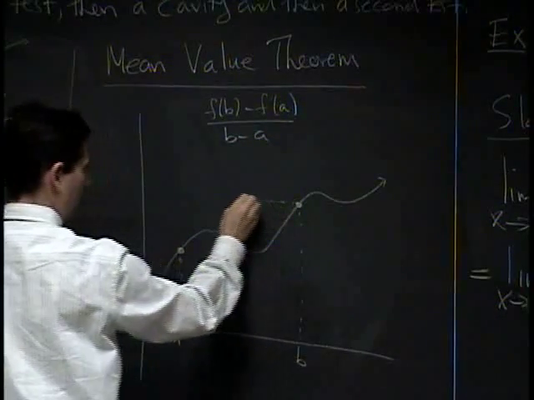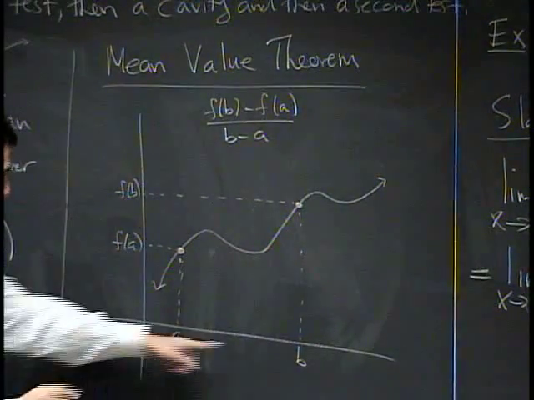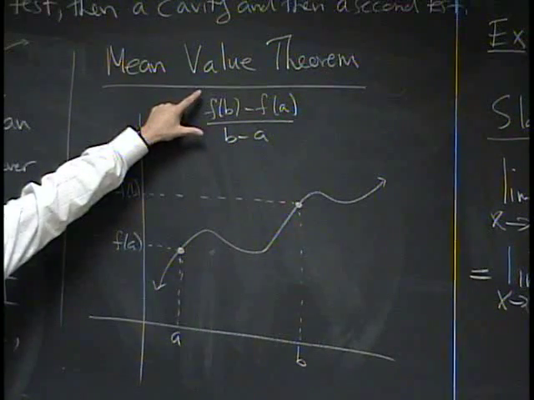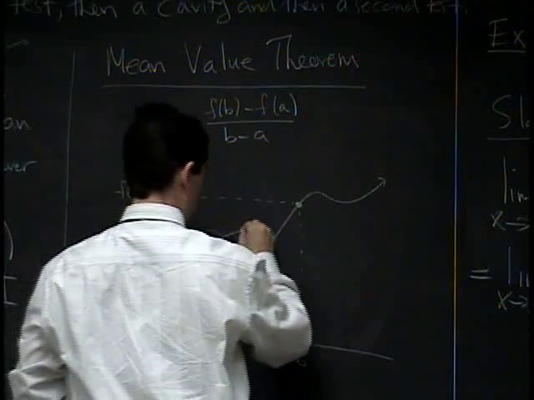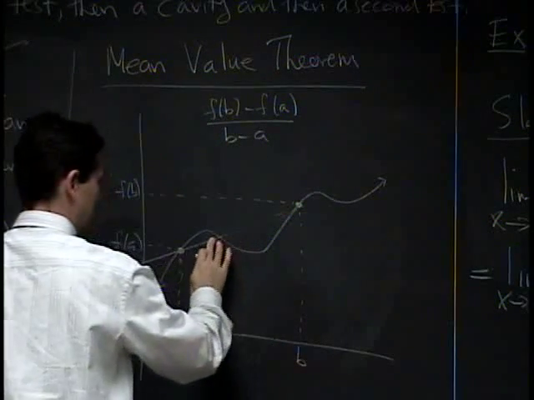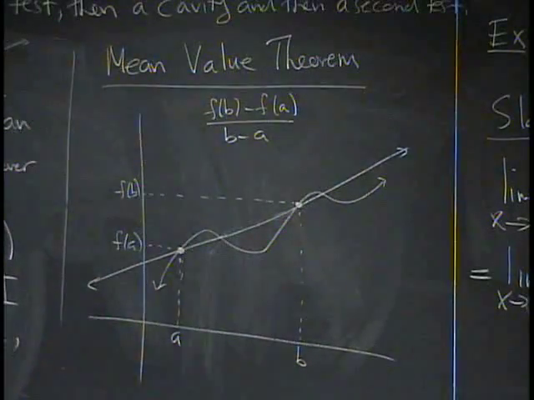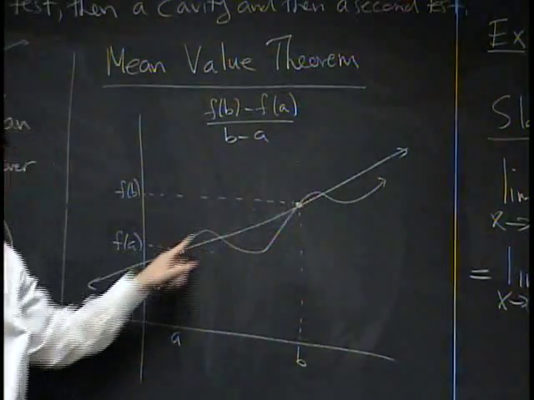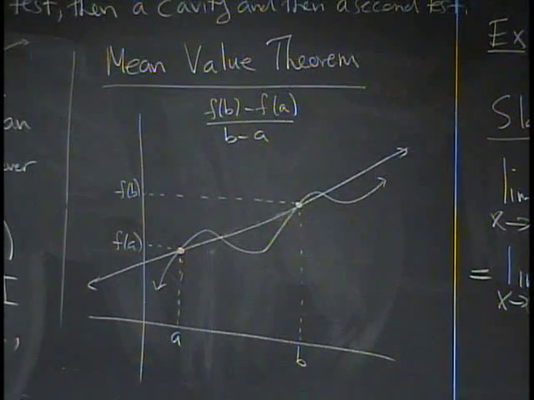So let's see. There's f of B. There's f of A. There's B. There's A. And so what is this giving me? The slope of the secant line. And draw the secant line. This secant line has a slope, and that slope is the average velocity between A and B. So you have this nice expression right here.